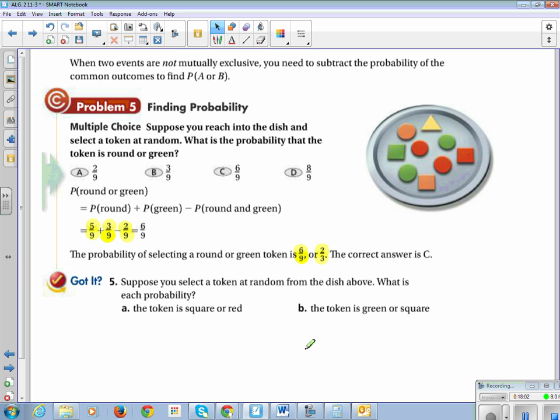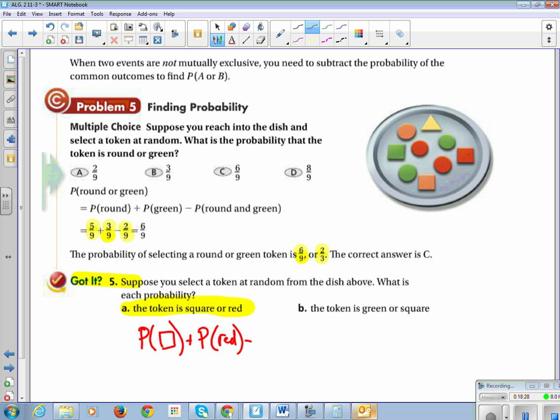All right, so let's do this for our scenario. So this is what you write in your notes. Suppose you select a token at random from the dish above. What is the probability that a token is square or red? So we want the probability of square plus the probability of red minus the probability of a square red.